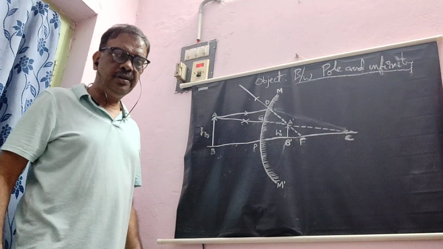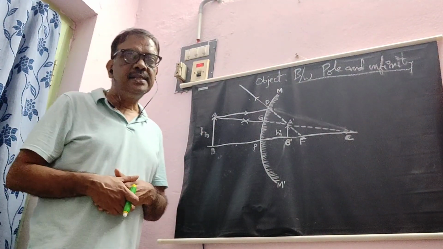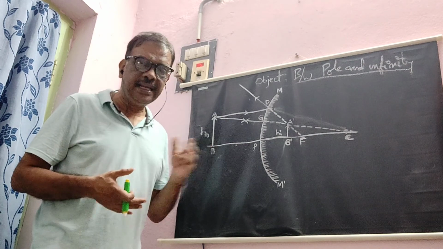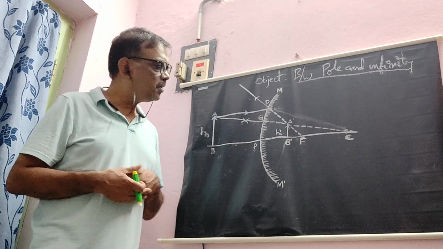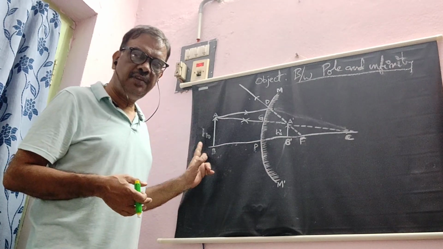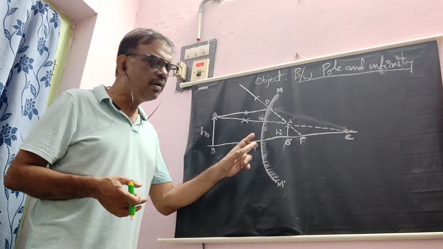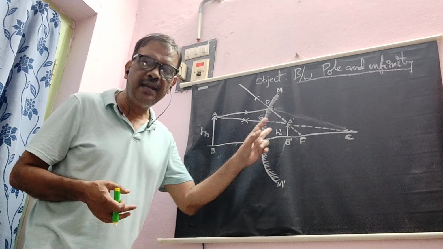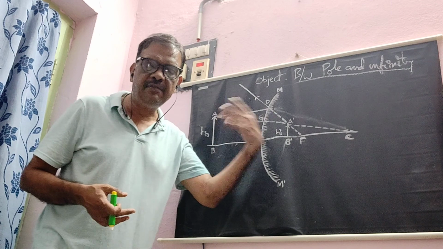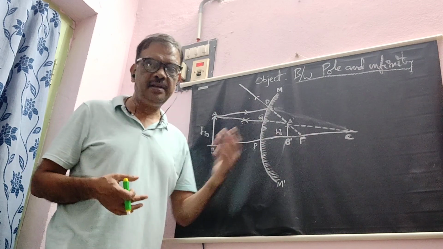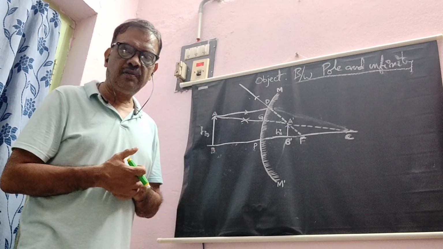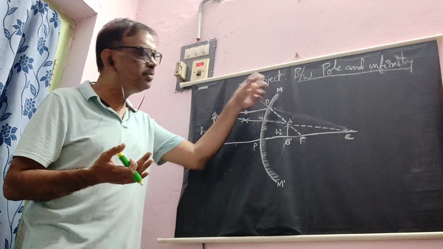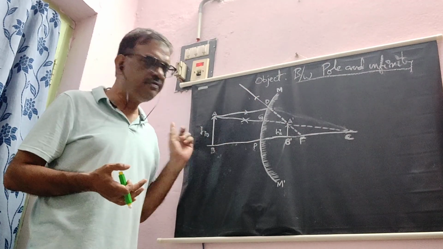Now I hope you understood about the other diagram we have in convex mirror. Object anywhere between pole and infinity. Image is formed between pole and focus behind the reflecting surface or behind the mirror. These are the properties of image. Where is image formed? When the object is placed between pole and infinity.